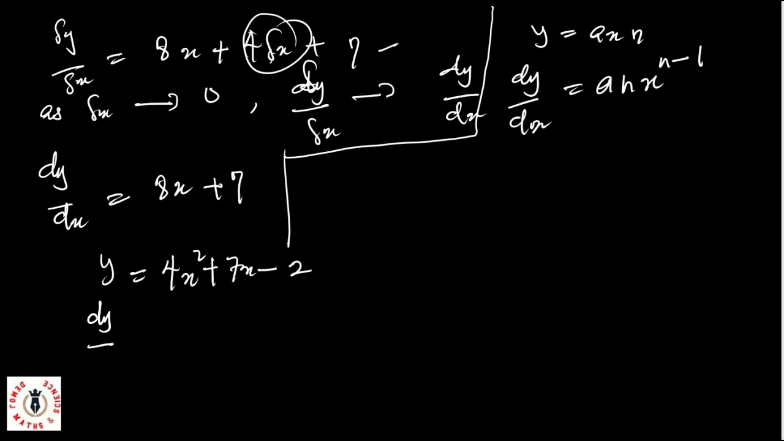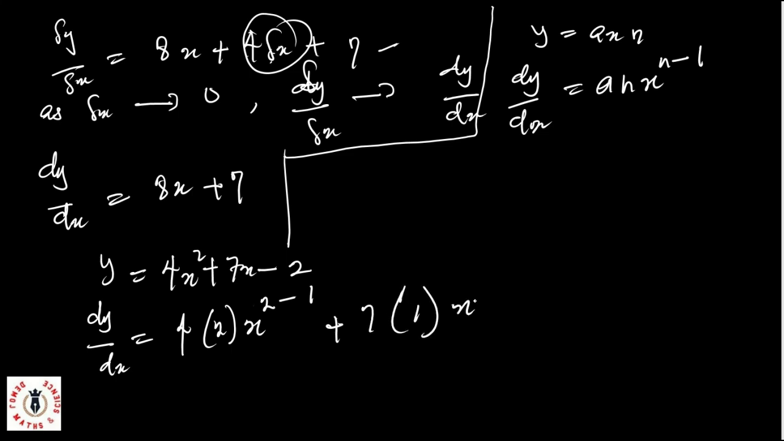So that my dy/dx obviously will be the same thing as 4, that's my a, into n, which is 2, x raised to power 2 minus 1, plus 7, n here is 1, into x raised to power 1 minus 1. Now, minus 2. Now, here when treating a constant, this 2 is as good as 2x raised to power 0. That's still 1. x raised to power 0 is 1. So that this will be 2 into 0, x raised to power 0 minus 1.